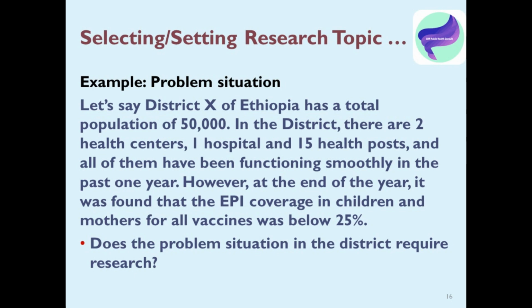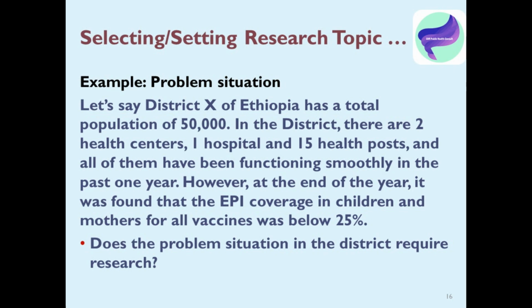Example problem situation. Let's say District X of Ethiopia has a total population of 50,000. In the district, there are 2 health centers, 1 hospital, and 15 health posts, and all of them have been functioning smoothly in the past 1 year. However, at the end of the year, it was found that the EPI coverage in children and mothers for all vaccines was below 25%. Does the problem situation in the district require research?